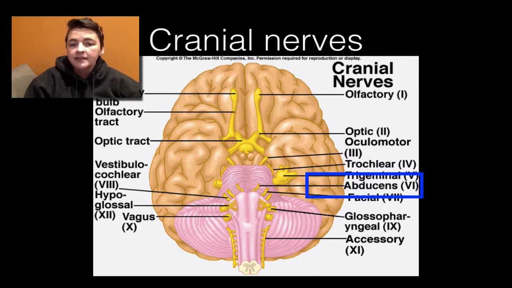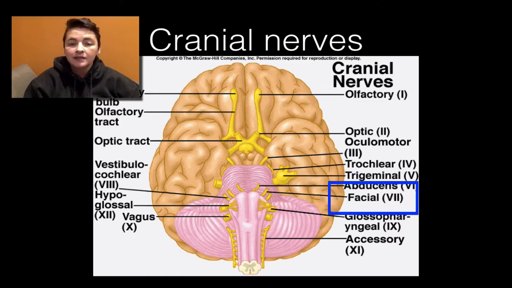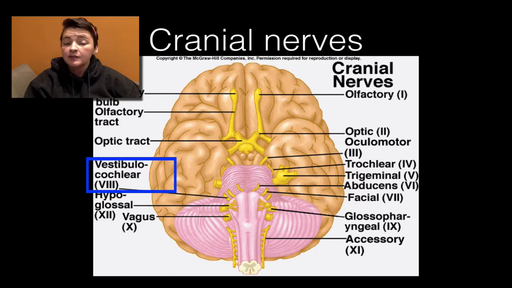Number 6 is the abducens. The abducens has to do with eye movement. Number 7 is facial. Facial is facial expression and taste within part of the tongue. Number 8 is vestibulocochlear. There are 2 portions to this. We have the vestibular. The vestibular is going to be for balance. And then we have the cochlear. The cochlear is going to be for hearing.